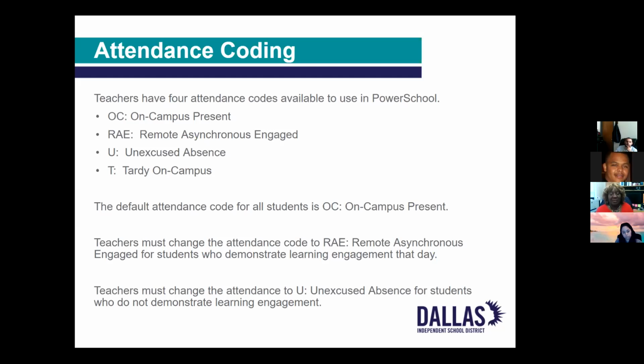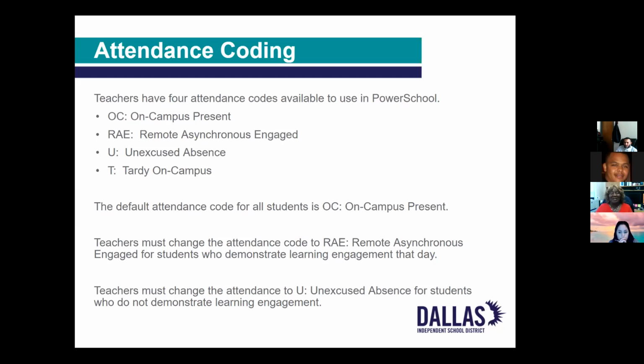So then you would have to do an attendance correction form for all of those kids. So please make sure that you change the attendance code to RAE for students who demonstrate learning engagement for that day. I'm going to say if they clocked in and they are present in your class, you're going to hit RAE, okay? Because we don't know what's going on with kids. They're doing something. They're turning in work. They're doing something, okay? So they are present. So let's mark RAE. That means you have to take attendance after every period.